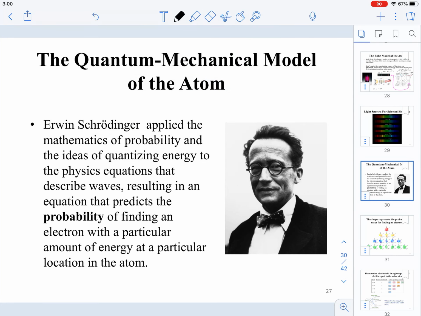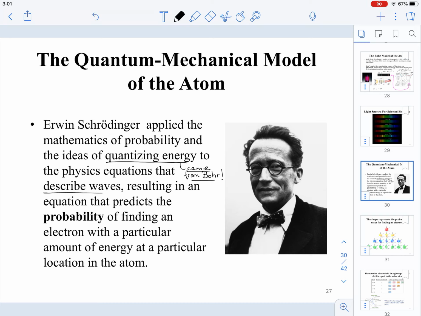Now, as you can see, Erwin Schrödinger applied the mathematics of probability and ideas of quantizing energy levels. Remember that the quantizing energy level idea came from Bohr. Okay, he did that discovery. So Schrödinger applied that quantized energy level idea to physics equations that described waves.